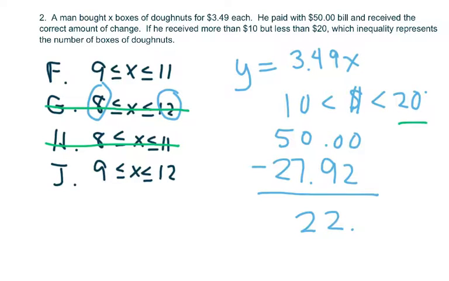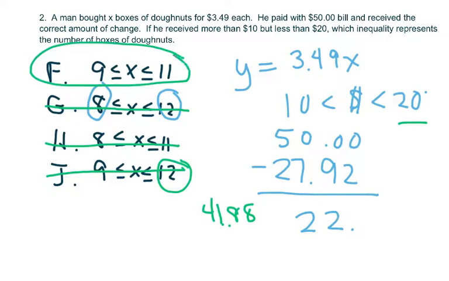Next I want to try the highest number, 12. 3.49 times 12 is 41.88. If you subtract that from 50, that's less than 10, 9 something. So it can't be this one, it has to be this one. You're welcome to check the answers: plug in 9 and 11, subtract from 50, and his amount should be in between 10 and 20, and it is.